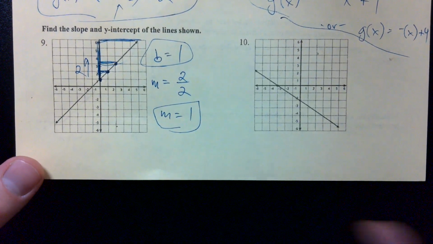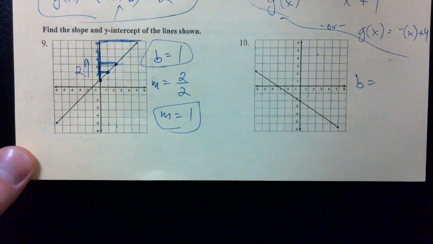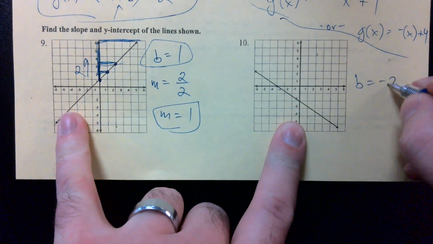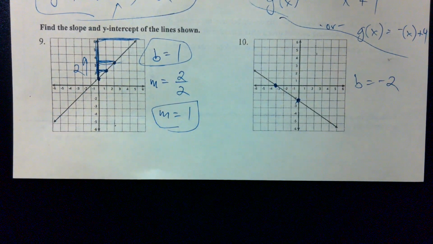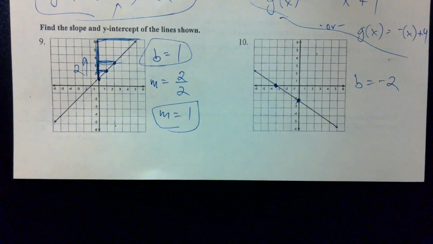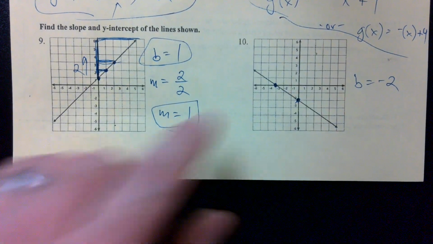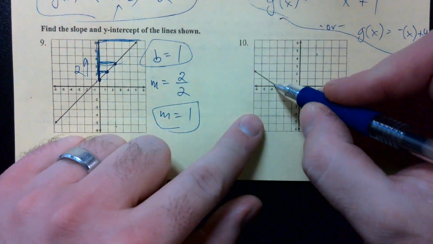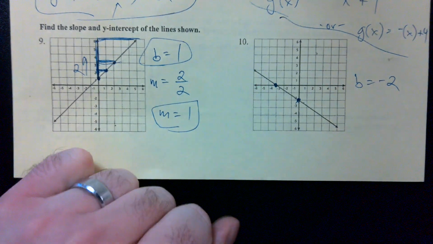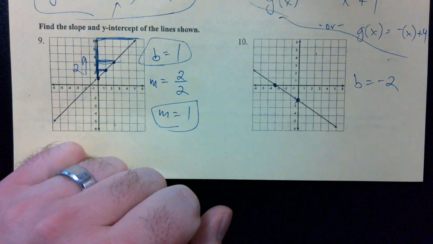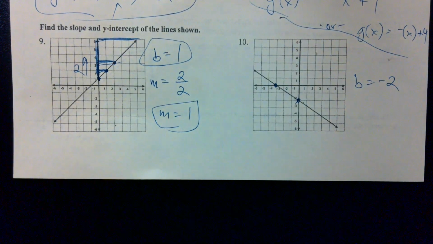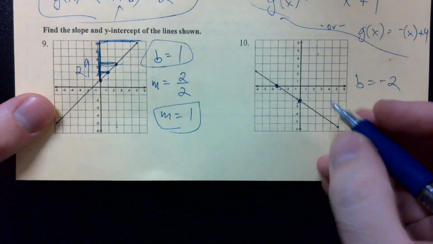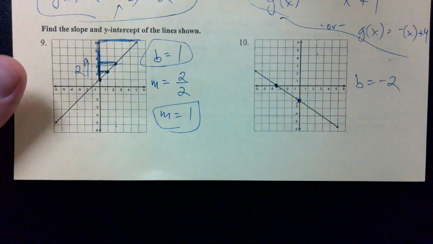Okay? What's my b value in number 10, though? Where do I cross the y-axis there? Negative 2. Okay, I've got my second point up here. Should I start counting from the left point or the right point here? If I open up a book, where do I start reading? The left side or the right side? That's right, the left side. You're saying left, right? Yeah.